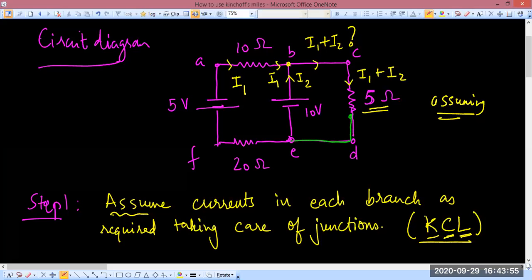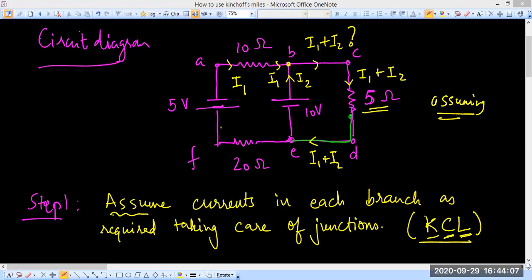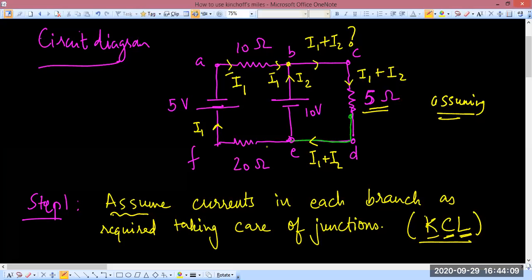Now the same current will go here because there is no other way to go, right? Okay, now if it was I1 here, it would be I1 here also, and it would be I1 here also. Agreed? Right?